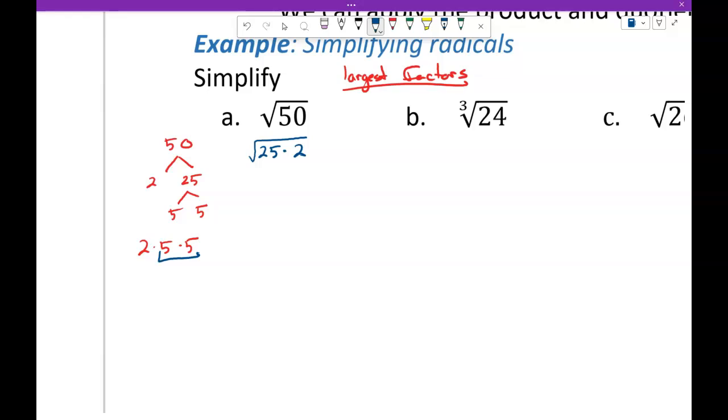Then using our product rule, we can write it as two separate radicals, square root of 25 times the square root of 2. This allows us to take the square root while leaving the non-perfect squares inside a radical symbol, which simplifies to 5 root 2.